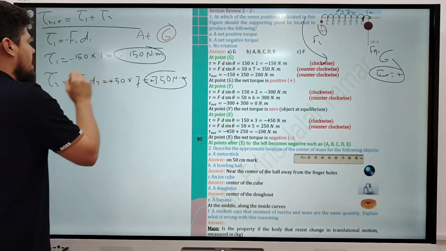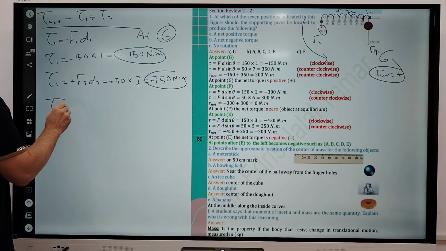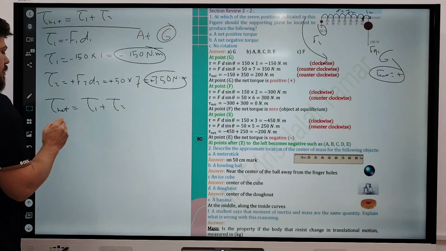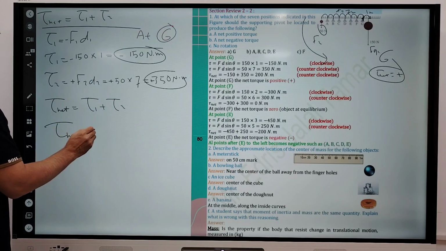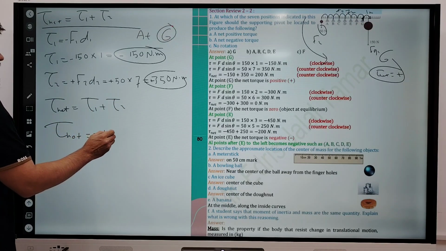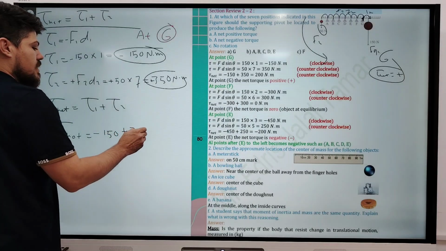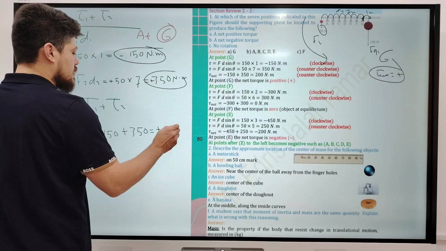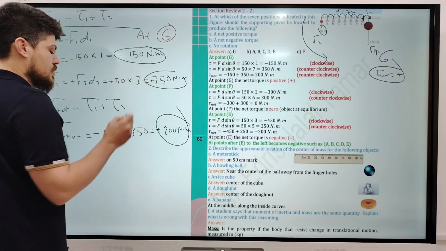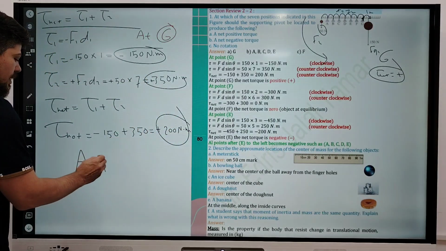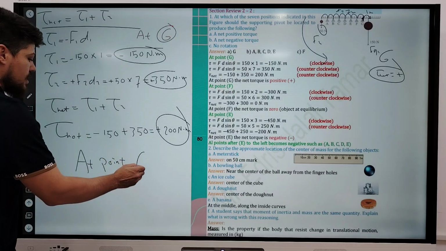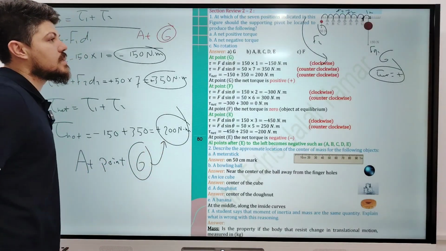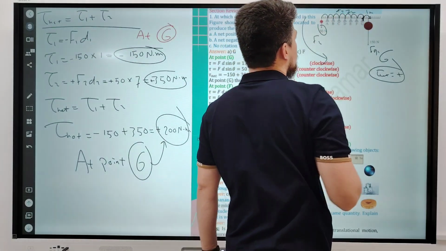Okay. How many torques do we have? 2. How can you find the net torque? Torque number 1 plus torque number 2. Net torque, torque number 1, negative 150 plus 350 is equal to positive 200 Newton meter. So it means that at point G, net torque is positive? Yes, of course. So at point G, the net torque is positive.